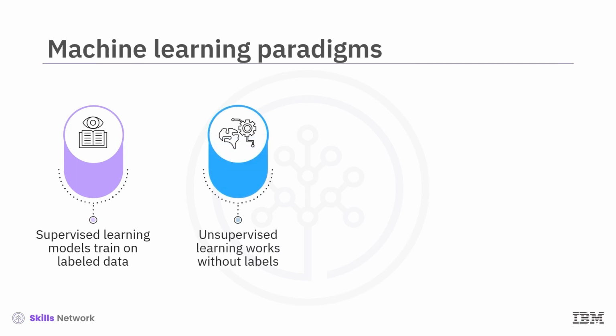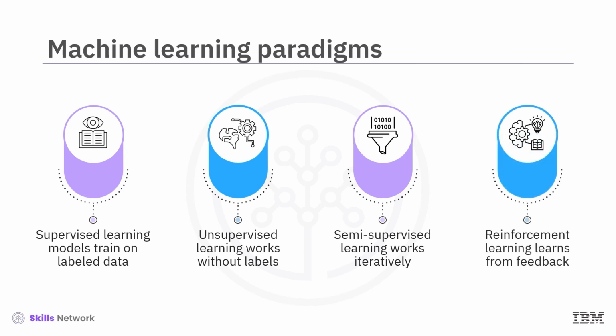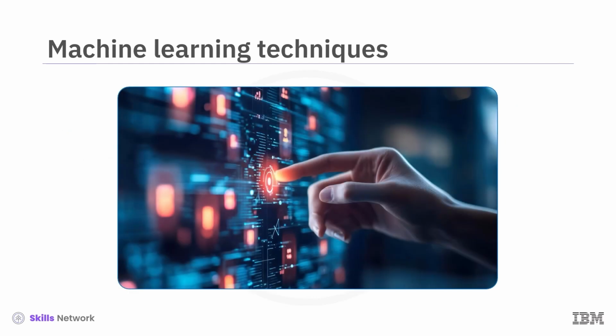Unsupervised learning works without labels by finding patterns in data. Semi-supervised learning trains on a relatively small subset of data that is already labeled, and iteratively retrains itself by adding new labels that it generates with reasonably high confidence. Reinforcement learning simulates an artificially intelligent agent interacting with its environment and learns how to make decisions based on feedback from its environment. Selecting a machine learning technique depends on several factors, such as the problem you're trying to solve, the type of data you have, the available resources, and the desired outcome.